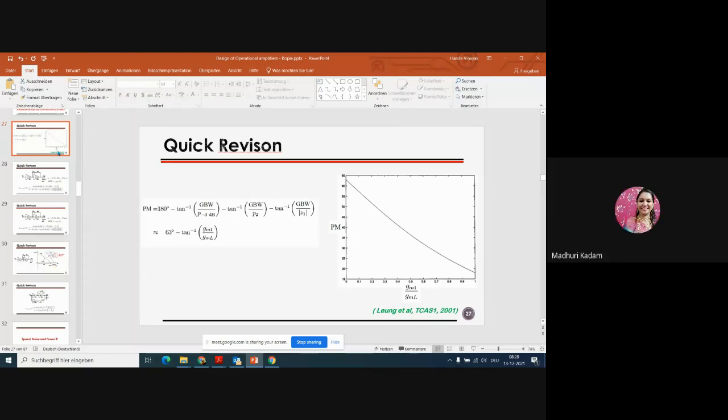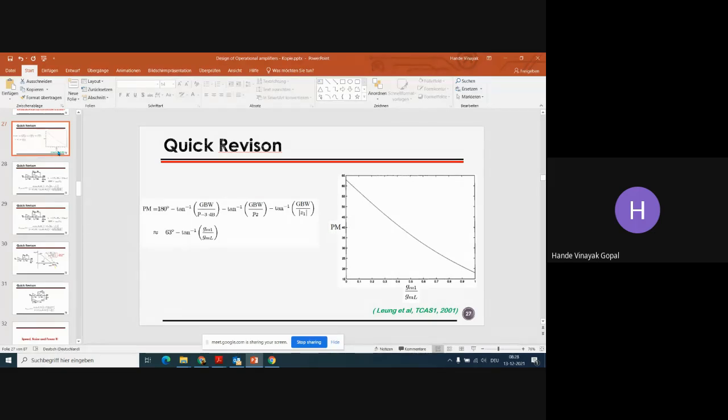Normally we are saying 60-degree phase margin is enough for the stability of an op-amp. So can we get more than 60-degree phase margin? Is it possible with the technology? Yeah, it is possible in any technology. You just have to make sure that your non-dominant pole is at a very, very high frequency compared to the UGB, because we are compensating.